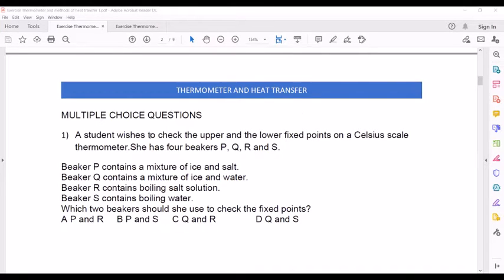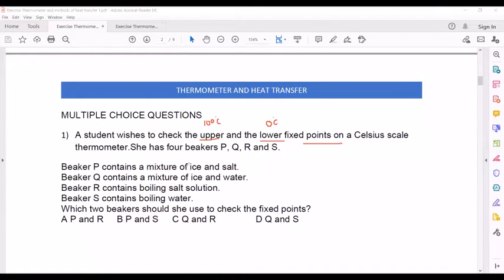Question number 1, a student wishes to check the upper and the lower fixed point of a thermometer. What is the upper fixed point? Upper fixed point means 100 degrees centigrade. And what is the lower fixed point? Lower fixed point means 0 degree. So how we can check? Temperature of a pure boiling water is 100 and temperature of a pure melting ice is 0.